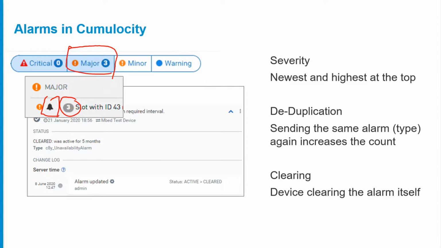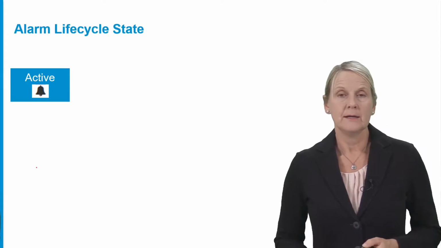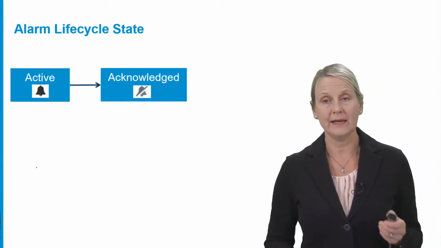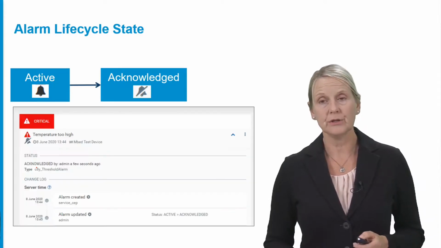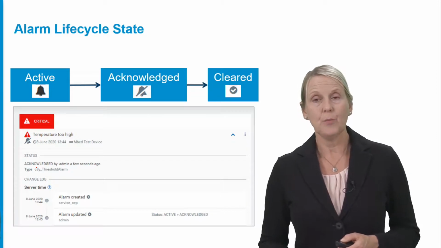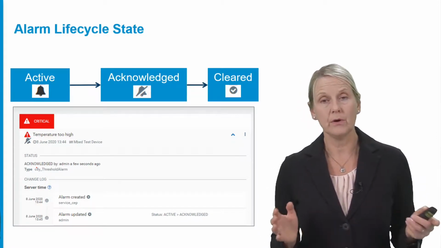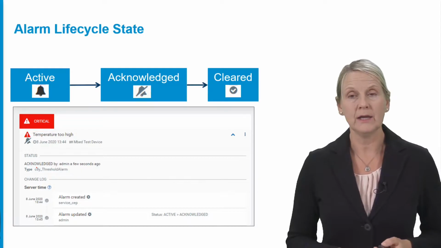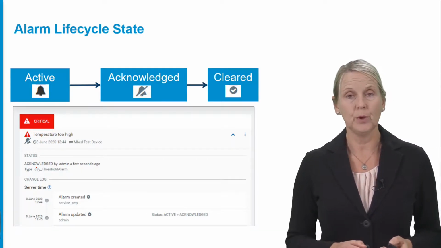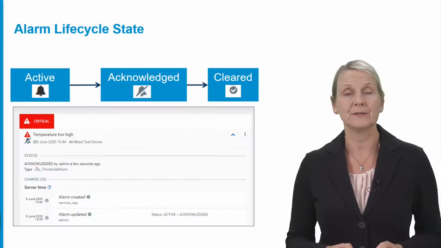So the alarm has different life cycle states. This is very important if you think about collaboration. The alarm has a specific life cycle. The alarm can be active, acknowledged, or it can be cleared. By default, if you look at all these alarms in the UI, you see all the alarms which are active or acknowledged. You would not see the ones which are cleared.